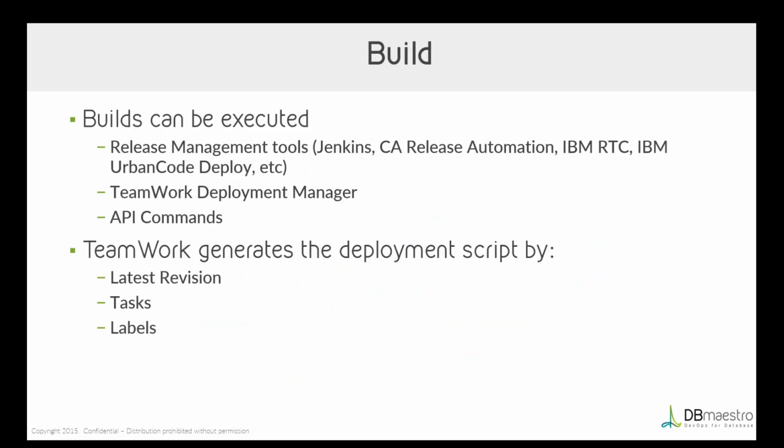And then it runs a build. So when you use labels, or I think you guys have Jira, right? If you use things like Jira and Jenkins, you can decide how you want the build to be done. So we can run the build from different kinds of tools. If you have Jenkins or a full release automation tool like CA or IBM or Urban Code, any of those kinds of tools, we can kick off the build.